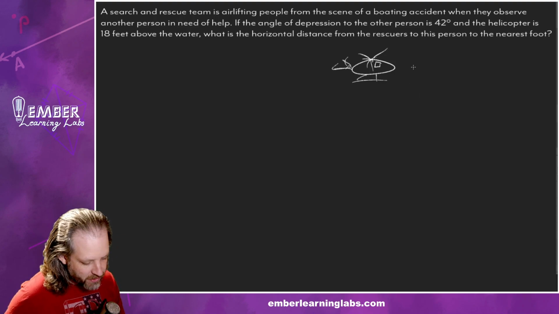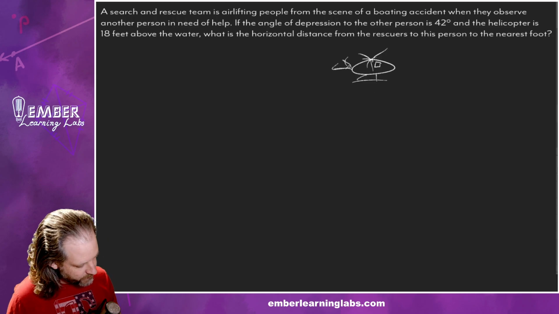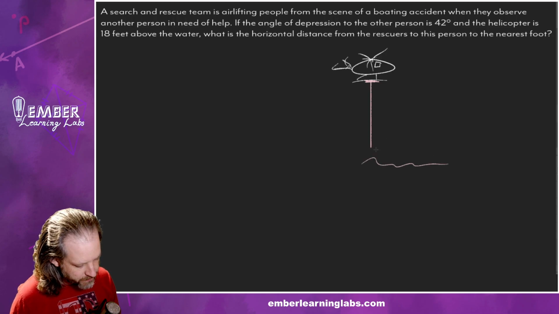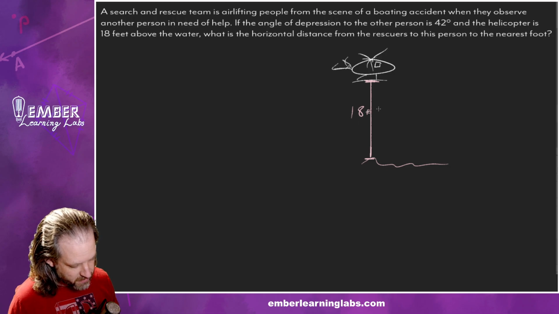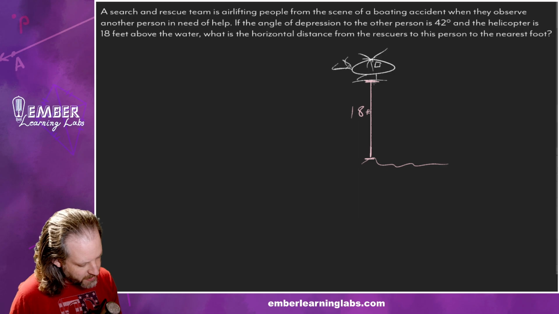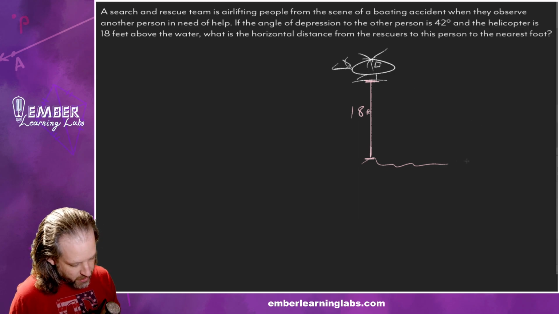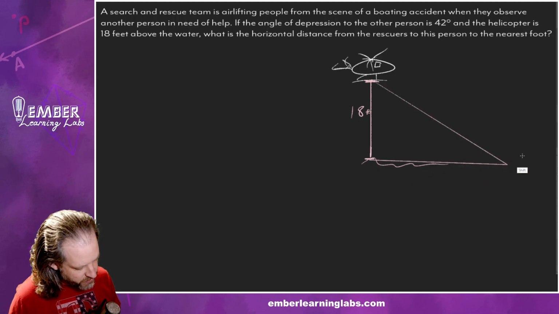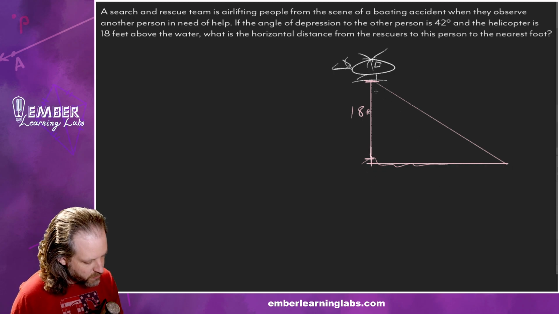Let's see, what do we know? We know that it is 18 feet above the water. So let me get some different colors here. I think that's going to make it easier on this drawing. So it is 18 feet above the water. So from here down to the water is 18 feet. Okay. So the angle of depression, from here down to the person, is 42 degrees. There's the water. 18 feet, 42 degrees.